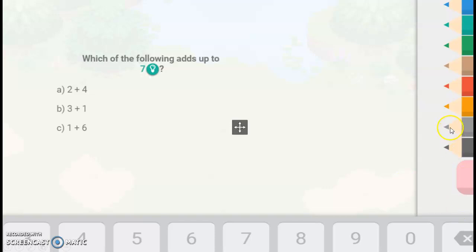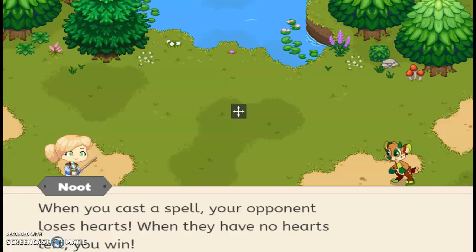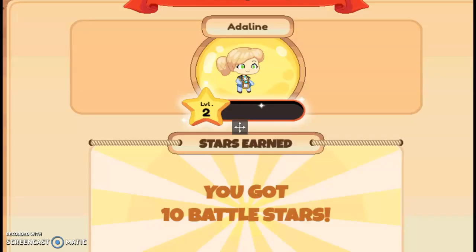You can use these pencils over here to write on this board to figure out things. This little light bulb up here is like a hint, or a way to better explain it. And then you can type it in, or you can hit the numbers down here, and then you hit go, and if they get it correct, they cast a spell and their opponent loses hearts, and when they have no hearts left, they win. And then see, she won, she got 10 battle stars, and she went to level 2 because she finished the battle. As they continue to battle, the questions get harder based on their skills, and they figure it out.